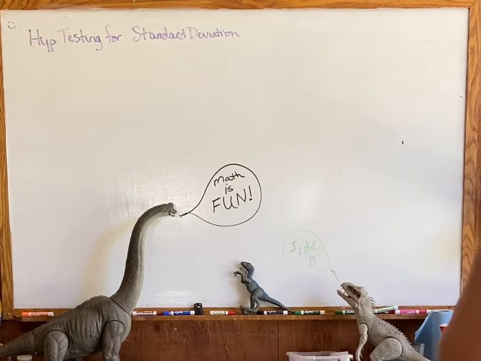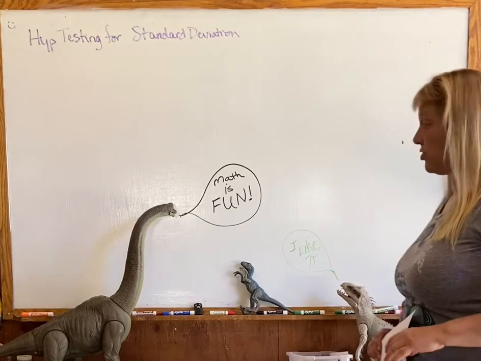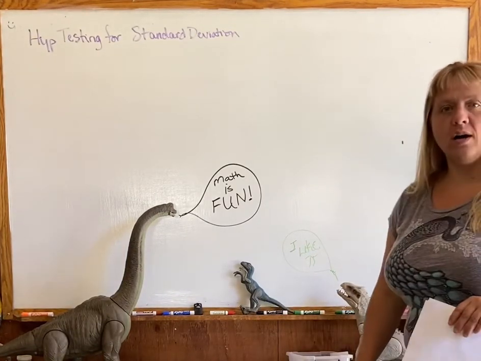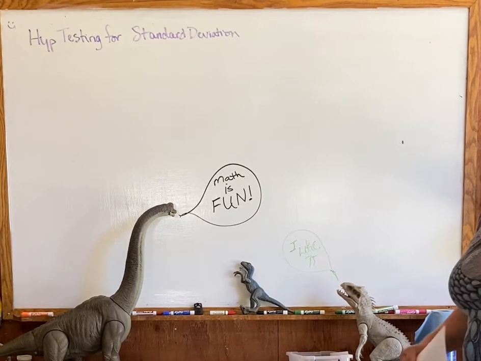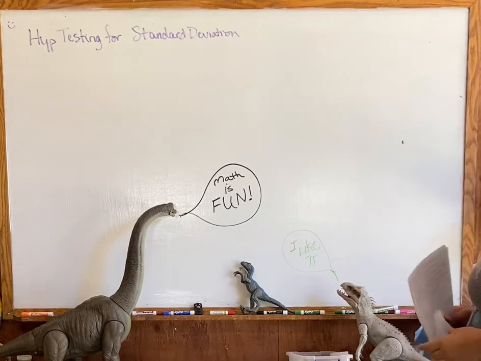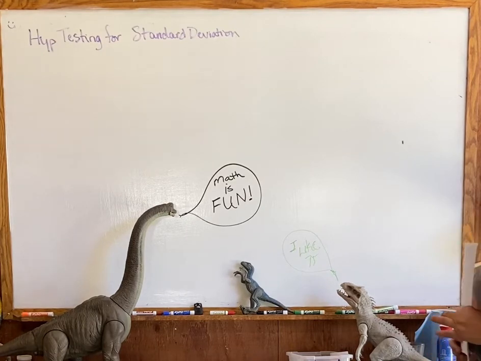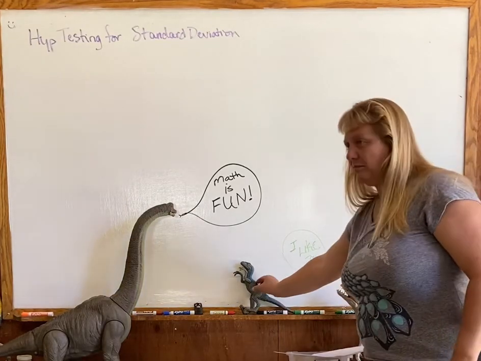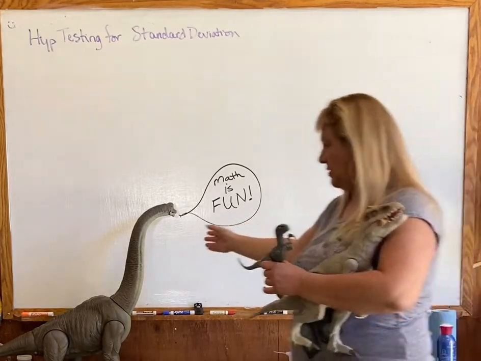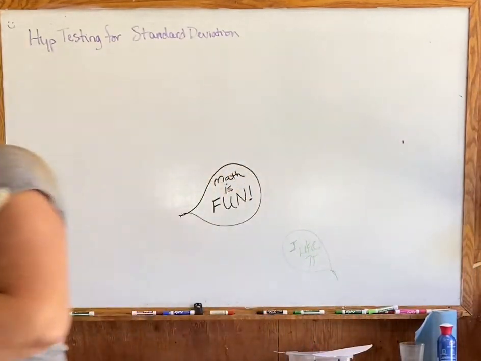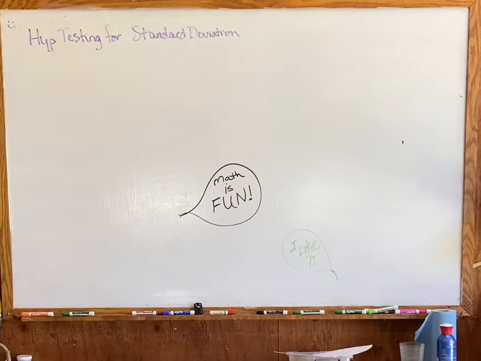Okay, so we're back for the second part of hypothesis testing for standard deviation, and while we were gone, it seems that dinosaurs took over. So at least the Brontosaurus thinks that math is fun, and the Indominus Rex says that he likes pie. Okay, yeah, so dinosaurs, Blue is the favorite dinosaur in this house. Indominus, Brontosaur. Okay, we'll move you to the side. Okay. All right.